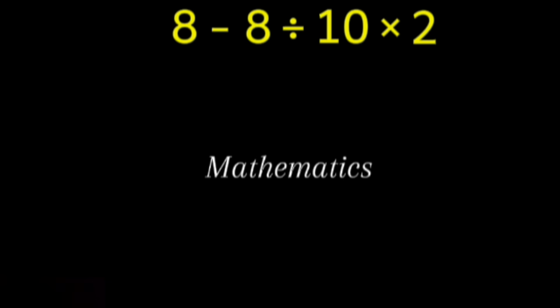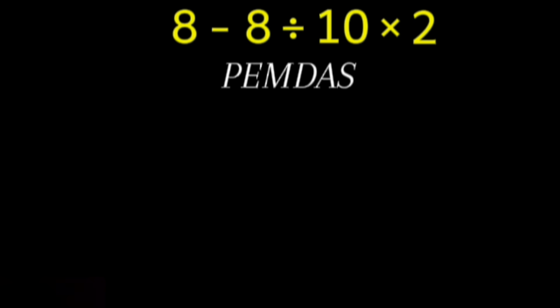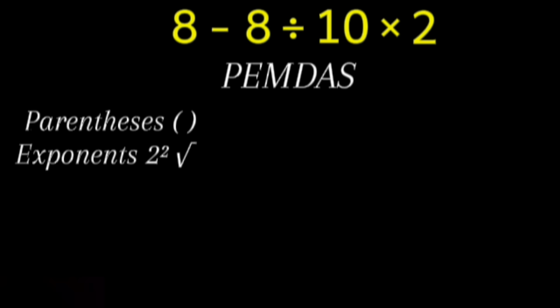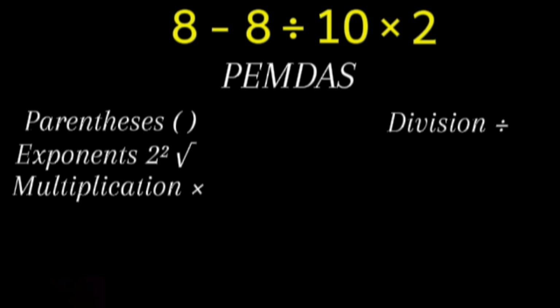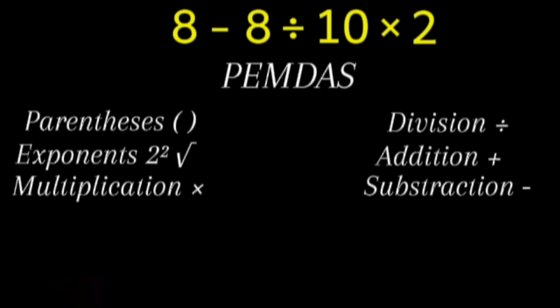In mathematics, you cannot just solve any problem in any order you like. There's a special order you must follow, and that order is called PEMDAS. PEMDAS is simply a guide that tells you what to solve first. Each letter has a meaning. P means parentheses, things inside brackets. E means exponents, numbers raised to a power. M means multiplication, which means times. D means division, which means sharing. A means addition, which means plus. S means subtraction, which means minus.